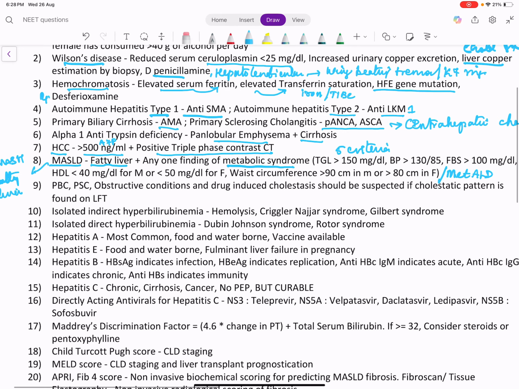Regarding interpretation of LFT, we have to classify into a cholestatic pattern or a hepatocellular pattern. In the cholestatic pattern, ALP will be elevated, direct bilirubin will be elevated, GGTP will be high. The conditions causing this are primary biliary cirrhosis, primary sclerosing cholangitis, which we just discussed, surgical conditions causing obstruction, and drug-induced cholestasis.